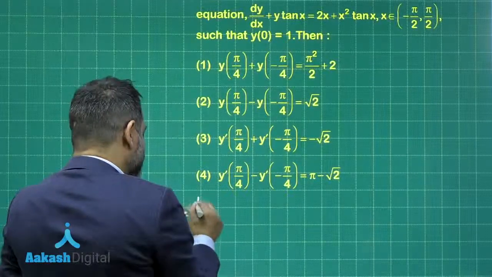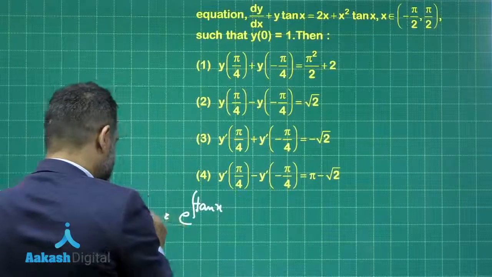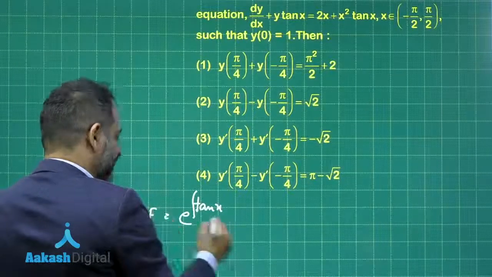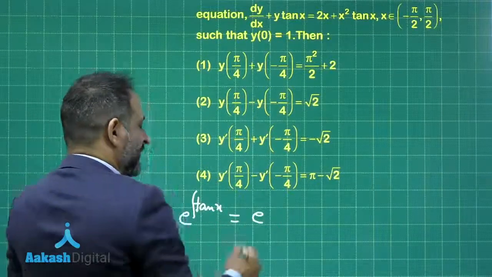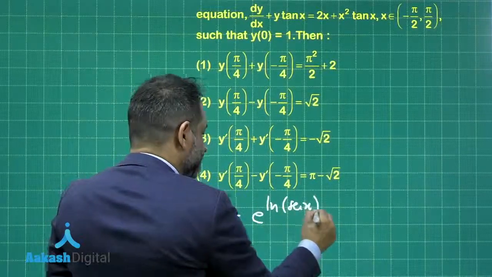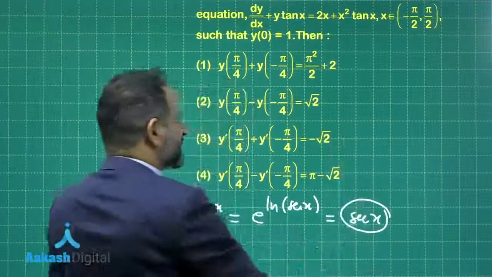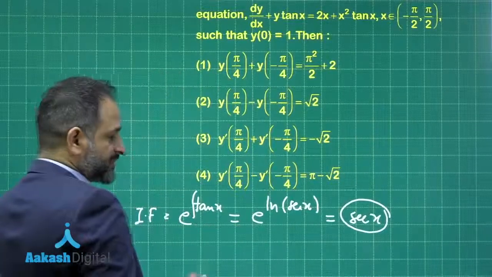So first we need to find out the integrating factor here, which is equal to e raised to the power integral of tan x. So this is the integrating factor, which is equal to e raised to the power ln secant x. So this comes out to be secant x. You know it well. Now we know the result.